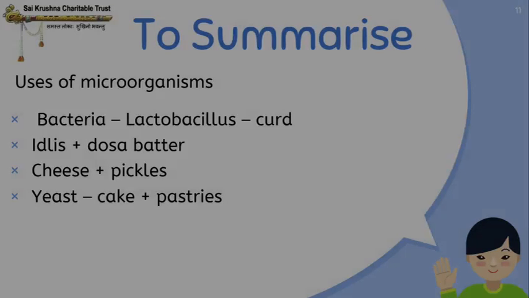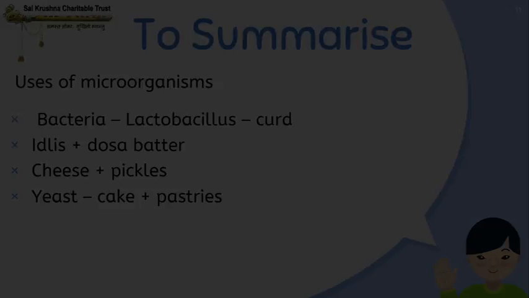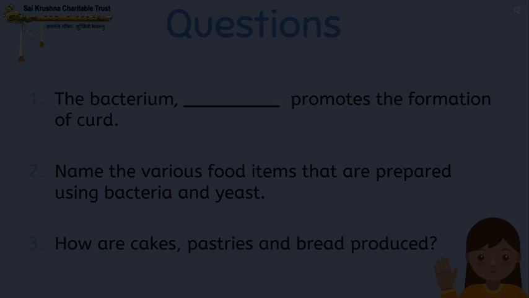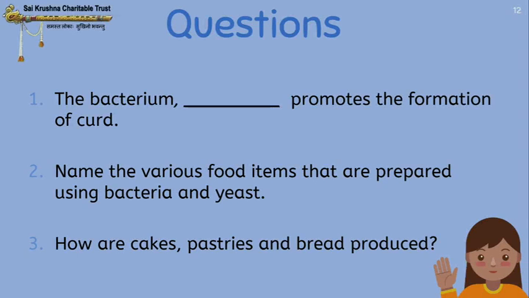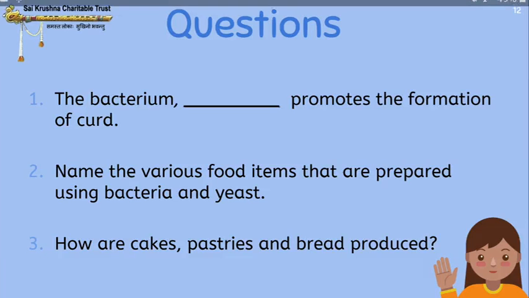So answer these questions. First question, the bacterium dash promotes the formation of curd. Second question, name the various food items that are prepared using bacteria and yeast. And the third question, how are cakes, pastries and bread produced?